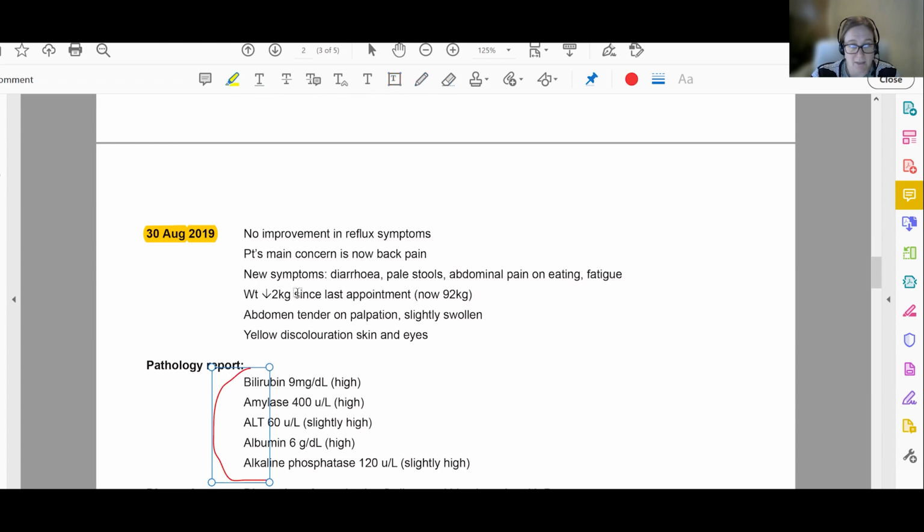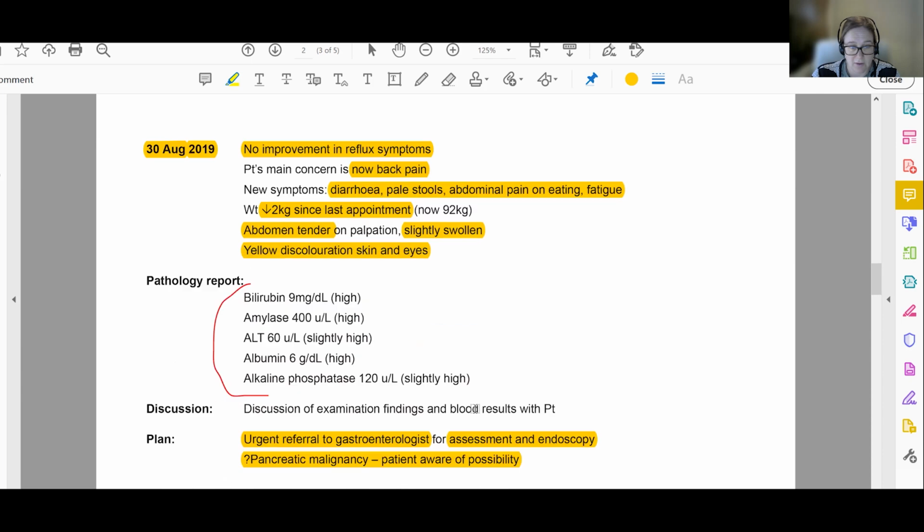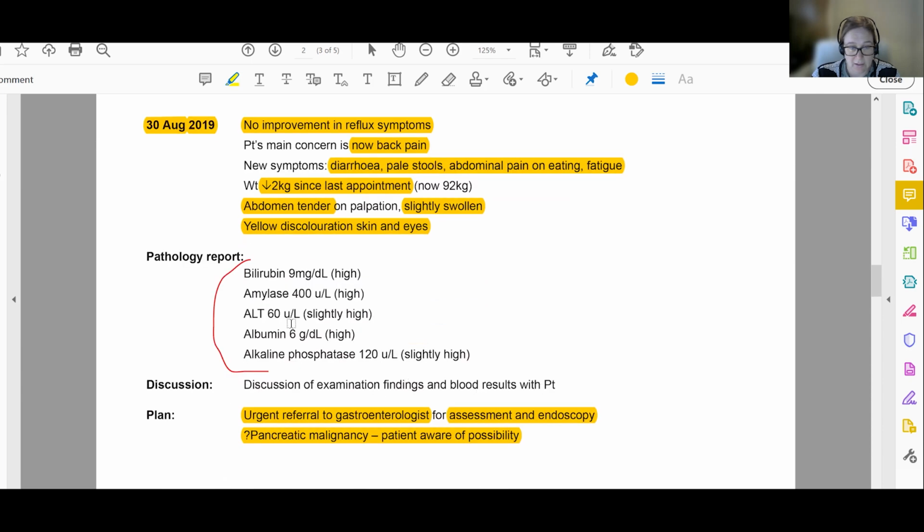And I think you will probably mention most of this. So no improvement in symptoms. Now he's got back pain. He's lost 2 kilograms since the last appointment. His abdomen is tender and slightly swollen. And yes, yellow discoloration. So we'd mention the test results, absolutely. Obviously, if we mention that, we can link that together.